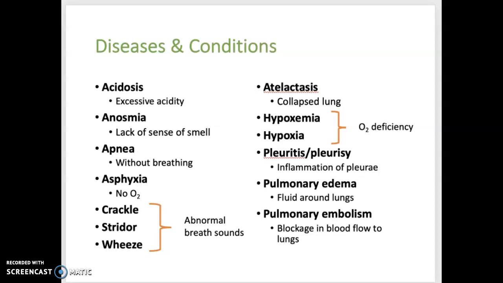And a few abnormal breath sounds. Crackles are an abnormal sound often caused by exudates. That means when you have some sort of fluid in the lungs, so it causes like a crackling sound when you breathe. Stridor is an abnormally high-pitched breath sound. It's usually caused by an obstruction in the upper airway or from swelling. And a wheeze is an abnormal whistling breath sound, usually caused by narrowing of an airway.